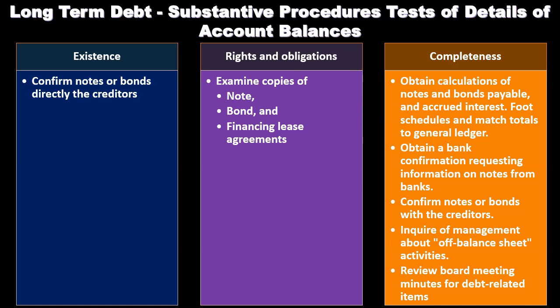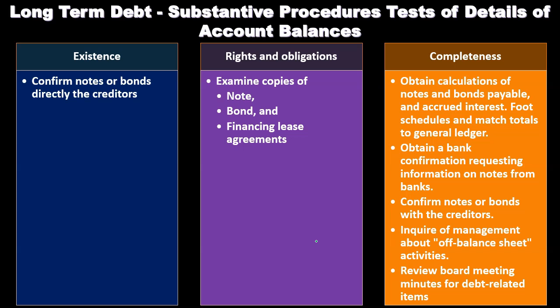In other words, we would expect any loans from the bank to be also recorded on the books, but that's what we're testing for completeness, to have a loan that's out with that institution that for some reason isn't recorded on the books. Confirm notes or bonds with the creditors, so we can consider the confirmation process with the creditors.